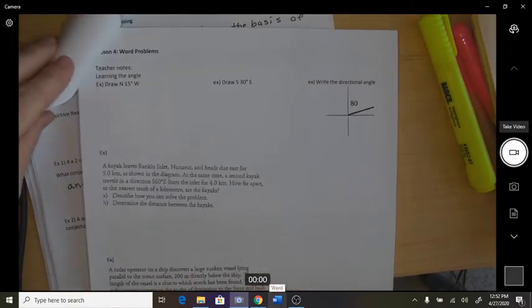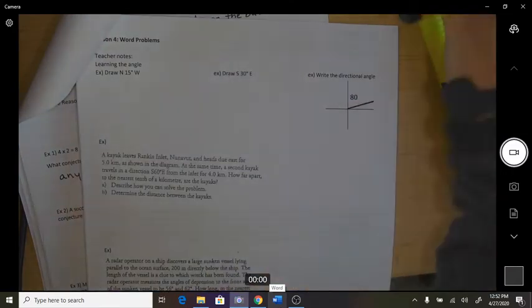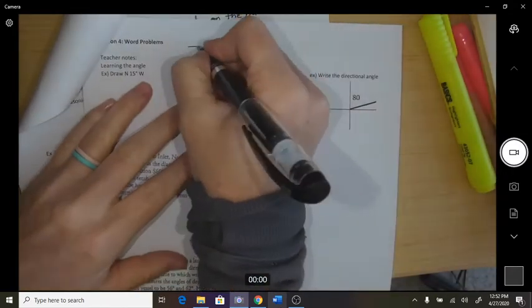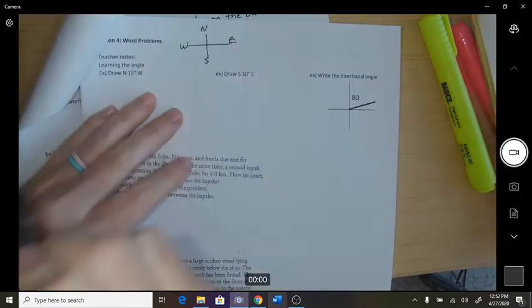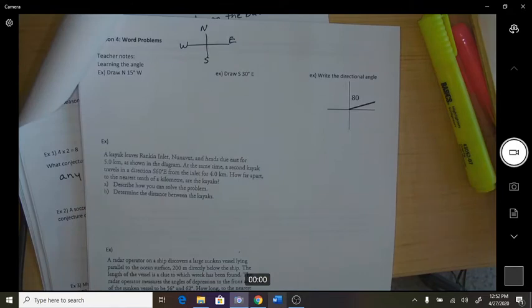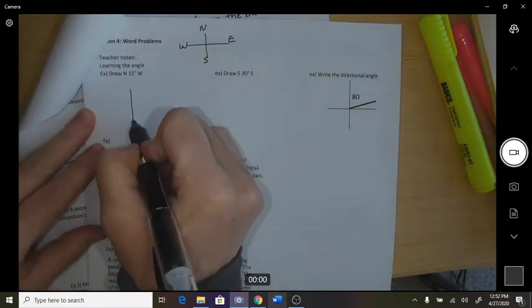Okay, trigonometry, the word problems, lesson 4. So you need to understand compass bearings. Let's say north, east, south, and west. Okay, so draw north 15 degrees west.